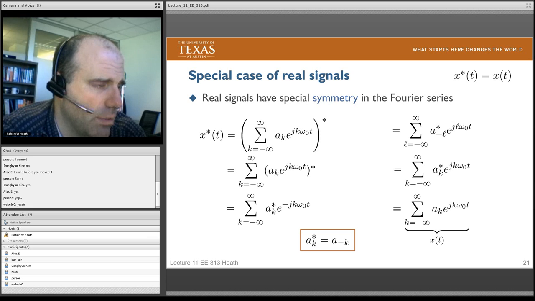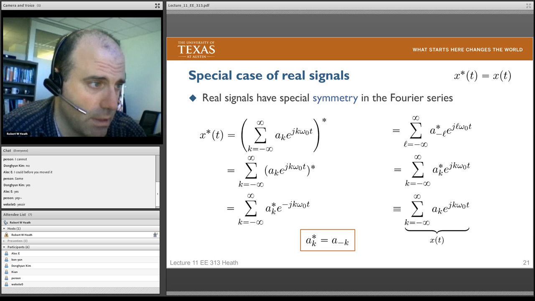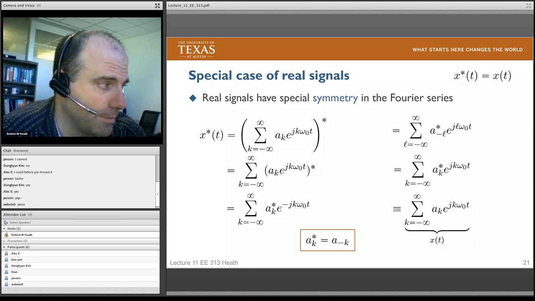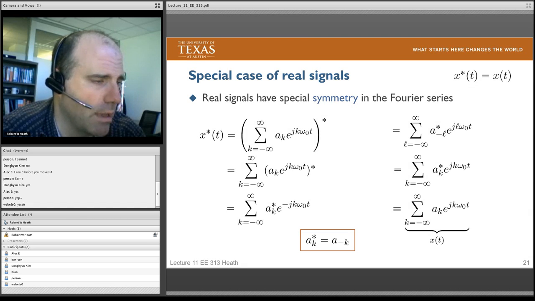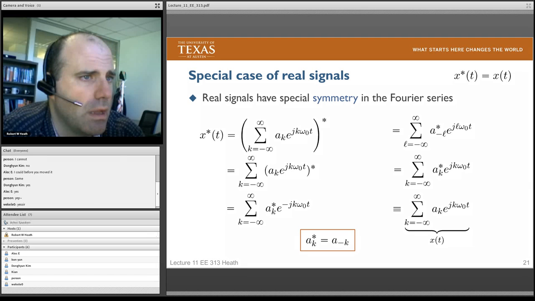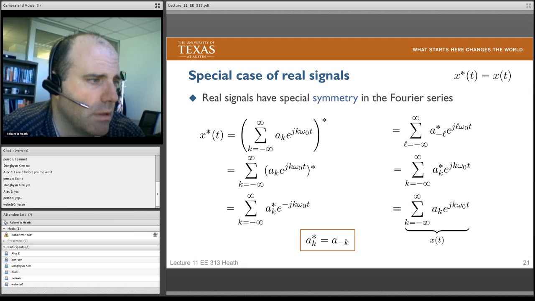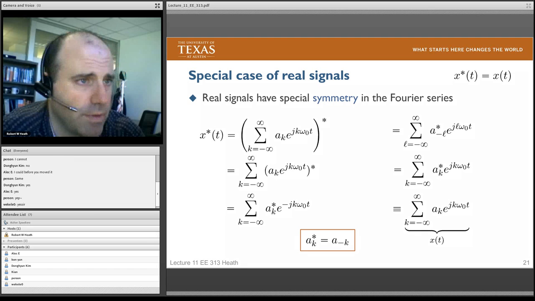And then we have a product of two complex numbers. The conjugate of the product of two complex numbers is just the conjugate of each of those numbers multiplied together. So this is A star k times e to the minus jk omega t. Now, what we observe here, going from the bottom over here, I'm going to change variables. I'm going to replace k with minus l, and I'm summing from k minus infinity to infinity, so that's also like summing from l minus infinity to infinity.